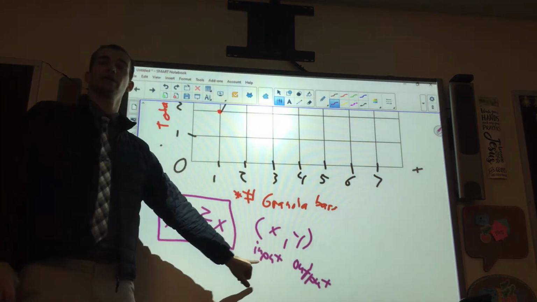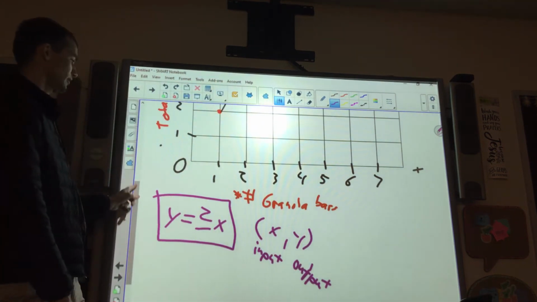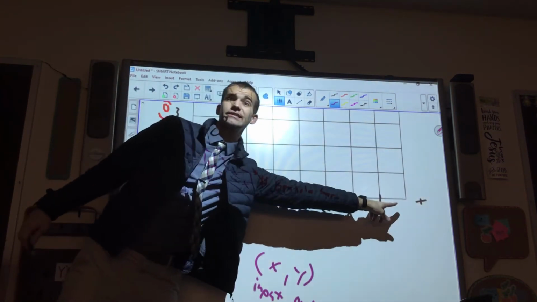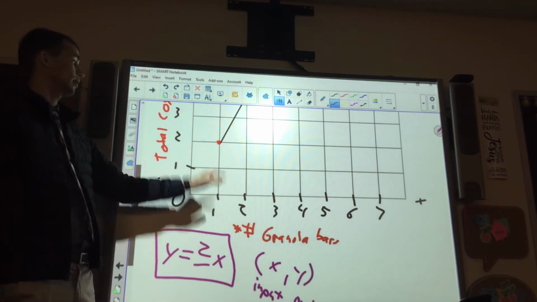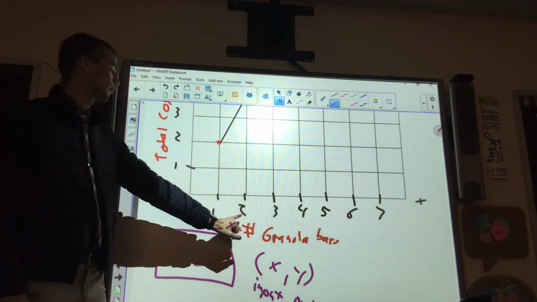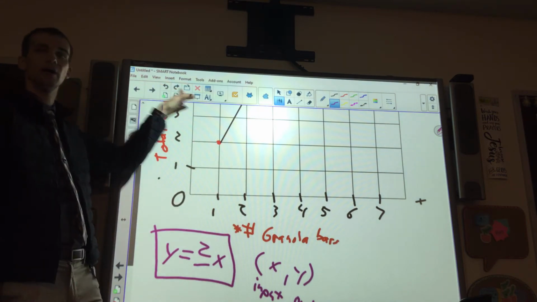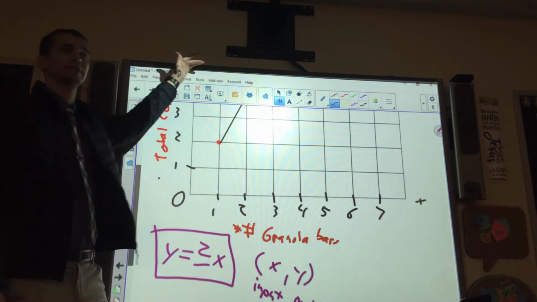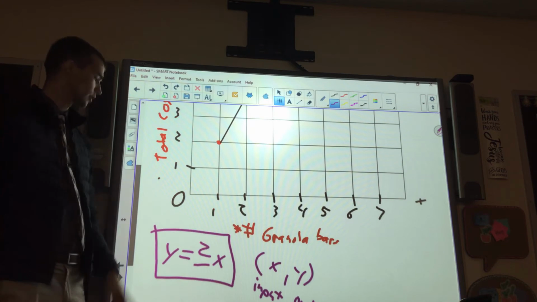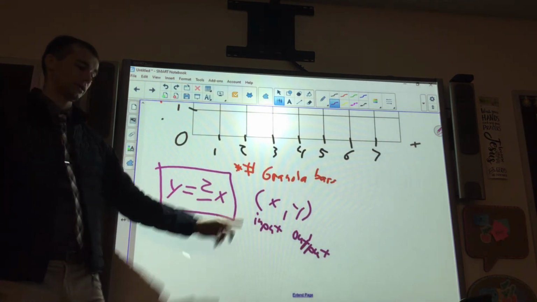X is what goes in, Y is what comes out. You put 1 in for granola bars, look, it's on the x-axis. Put 1 in for granola bars, get 2 out for dollars. Put 2 in for granola bars, get 4 out for dollars. Put 3 in for granola bars, get 6 out for dollars, so on and so forth. So that is the graph that they're talking about.